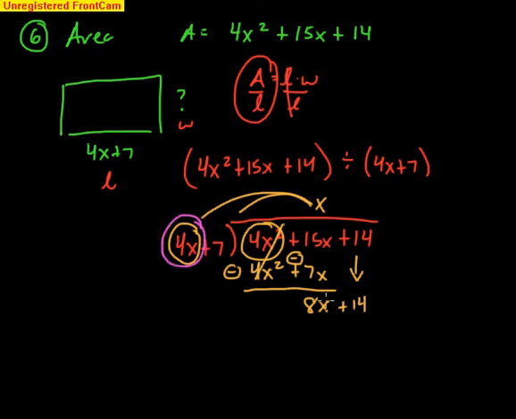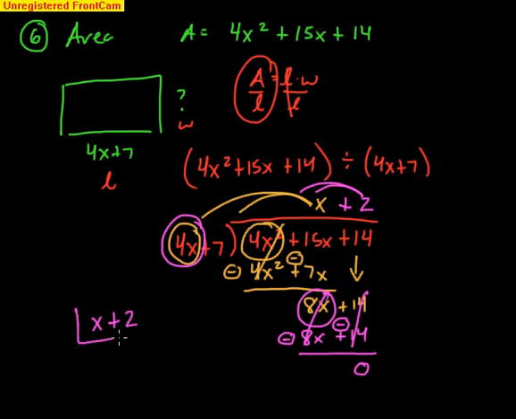Then again, compare the 4x, the front term, to the 8x, the new front term. To make 4x become 8x, I need to multiply by a positive 2. Once, twice. 4x times 2 is 8x. 7 times 2 is 14. I want these to be the same, so I draw my line and change the signs. 8x minus 8x cancels. 14 minus 14 cancels. You have a remainder of 0. And you have found the width. The width of your rectangle is x plus 2. The x plus 2 comes from the top right here.